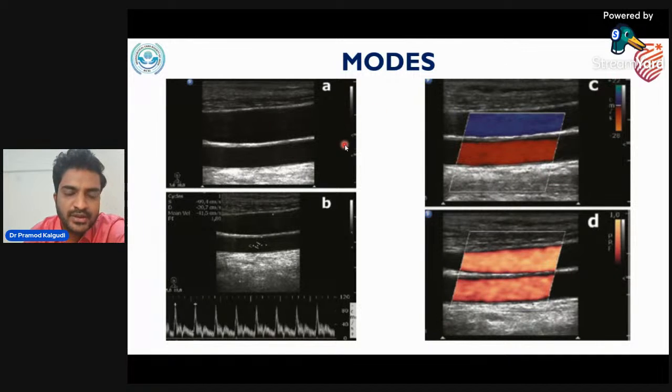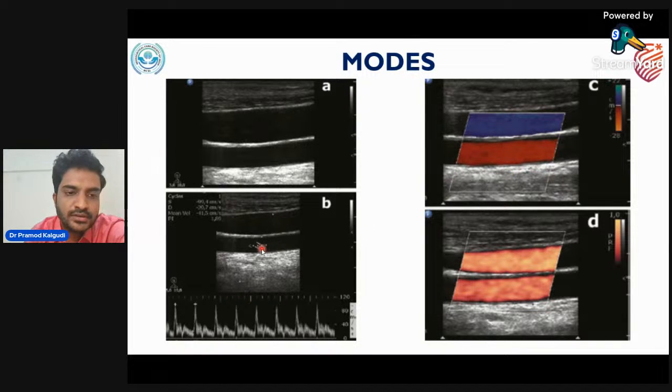When we speak of modes, we always start with B mode, that is the brightness mode. That's the basic mode we start off scanning with. Once we do a B mode scan, we do a color scan. You just put a color window and see what structures beneath give which color. Anything which is blue is moving away from your probe, anything which is red is moving towards your probe.